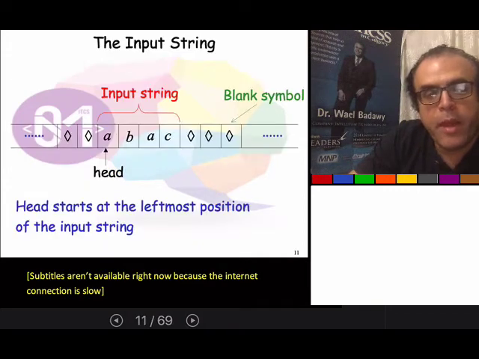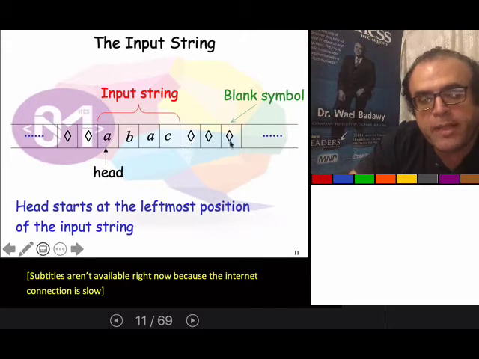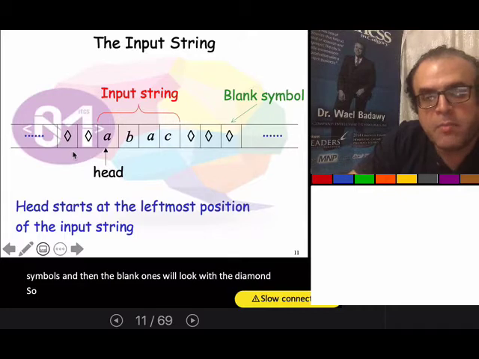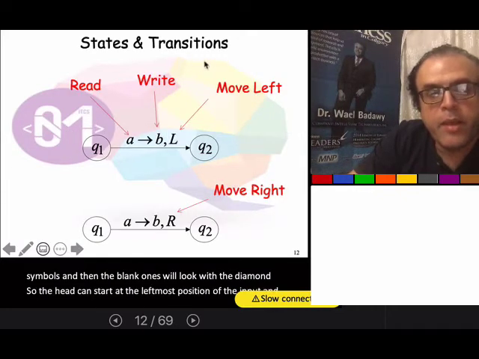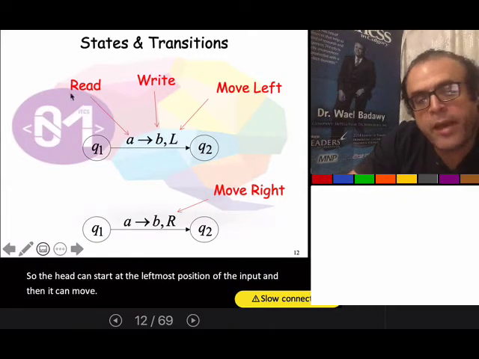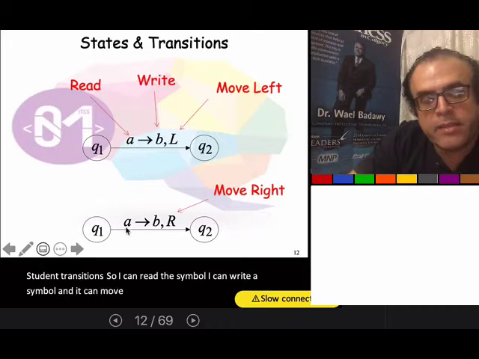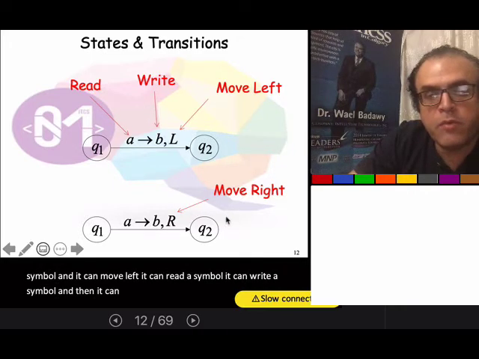An input string will be given, and this symbol here represents blank symbols. So the input string will include symbols, and the blank ones will look like a diamond. The head starts at the leftmost position of the input, and then it can move. States and transitions: it can read a symbol, write a symbol, and move left. It can read a symbol, write a symbol, and then move right. And then it moves from one state to another.